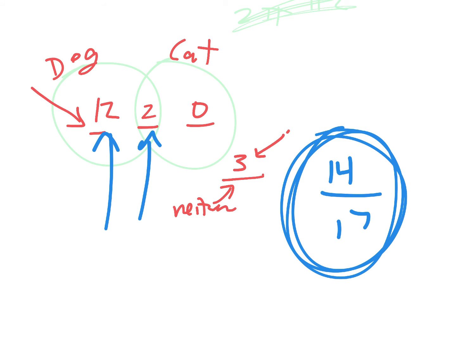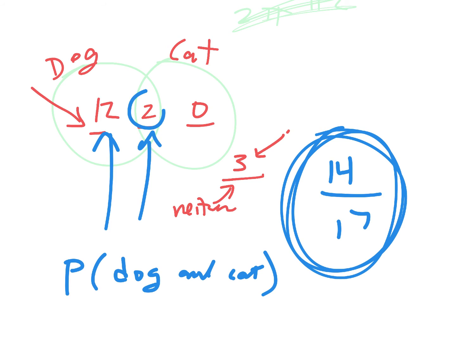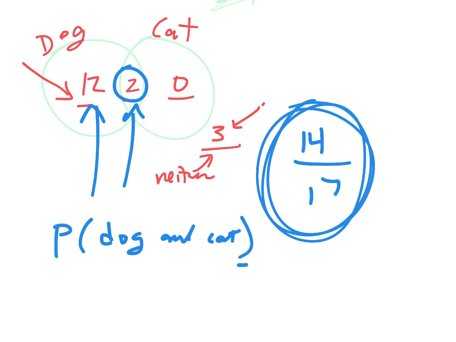When you put a P in front of something, that's what that means. Probability of dog and cat. And is the 2. You should have said 2 out of 17. Raise your hand if you had 2 out of 17.